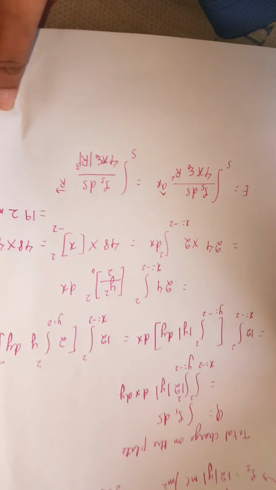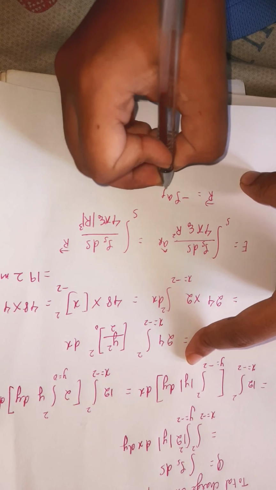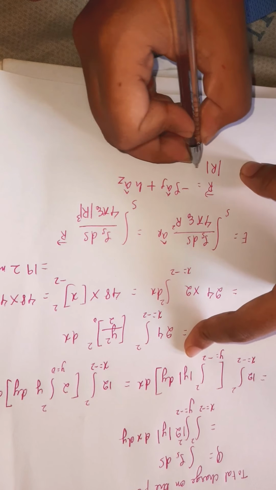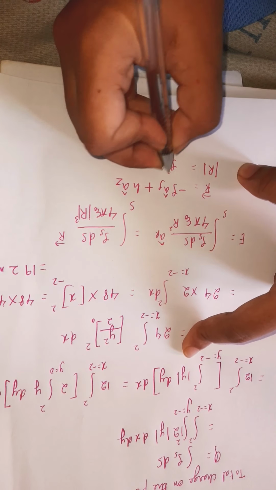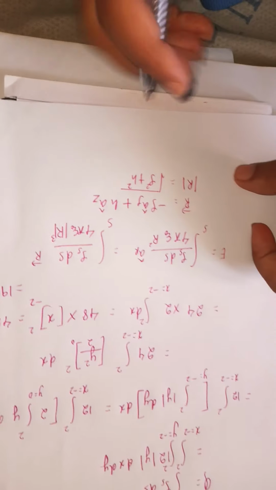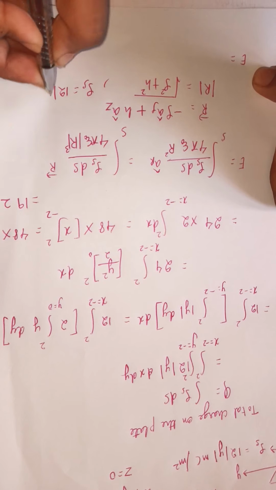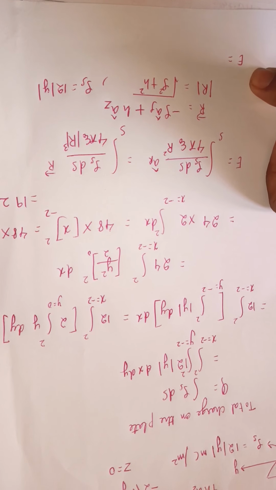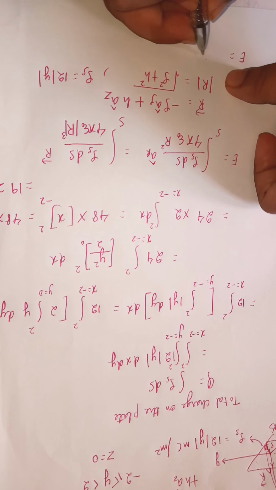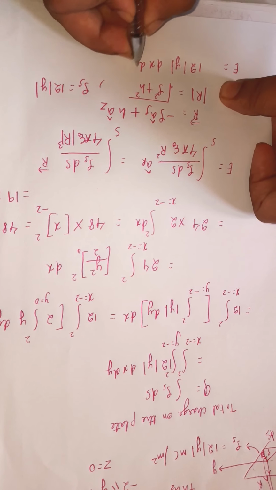Okay, let me put it in the equation. Let me write it over here again. This is minus rho a_rho cap plus h a_z cap, and this is R mod. R mod will be the square root of rho square plus h square. Clear? Now let me substitute it in the equation. Also, this rho s is 12 y mod, and our ds is dx dy.